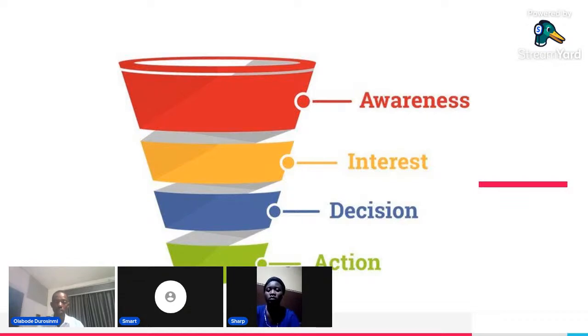So from that place, it's going to filter down to a list of people that are interested, and they come and tell you, how can I get this, or give me more information, or I want to know more about it. By the time you tell them more about it, some people are going to feel like, yes, I've known more about it.